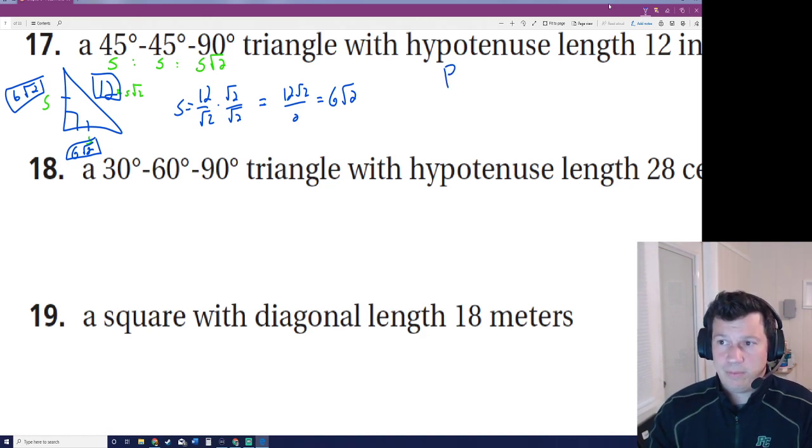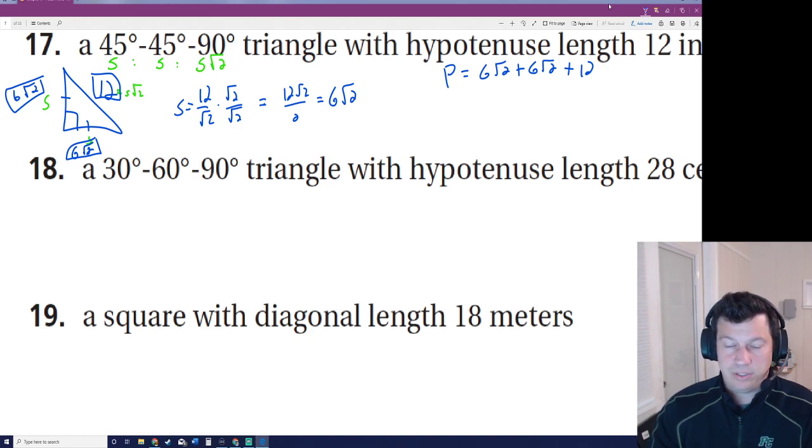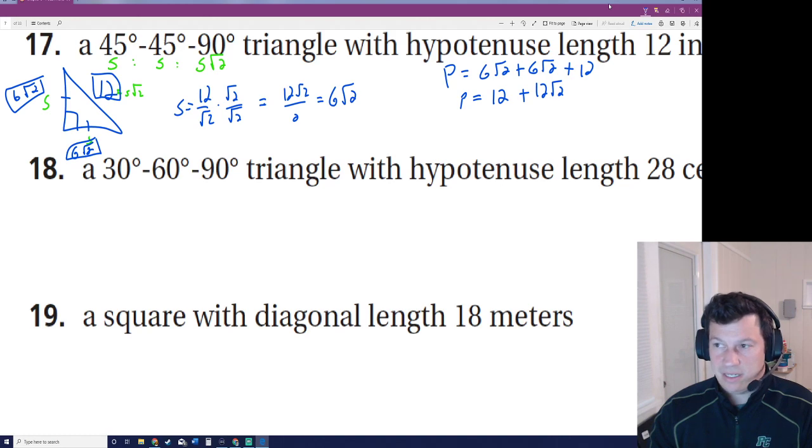To find the perimeter, I add up all the sides. So that's 6 root 2 plus 6 root 2 plus 12. I can only combine two of these. I can combine 6 root 2 and 6 root 2 to 12 root 2, and 12 I can't combine. So my perimeter is going to be 12 plus 12 root 2. I guess that's in inches, so that's going to be in inches.